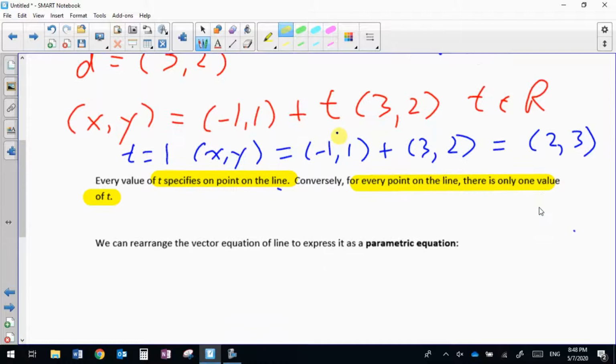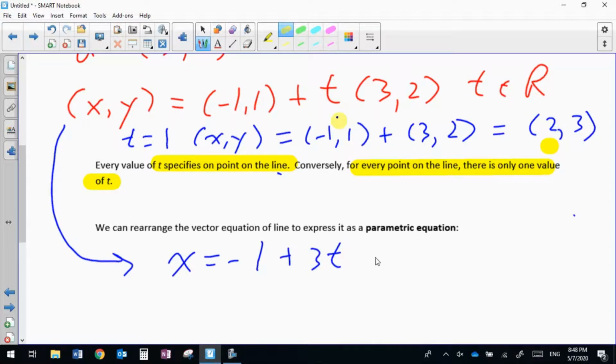Okay, let's take this formula and let's actually rearrange it. Notice that my x value of 2, I got that from taking -1 plus 3t. So really, x will always be equal to -1 plus 3t when you choose your parameter, and y will be equal to 1 plus 2t. Those are actually called parametric equations. They're very similar to the vector equation, just with the x and y sort of broken up into two equations.